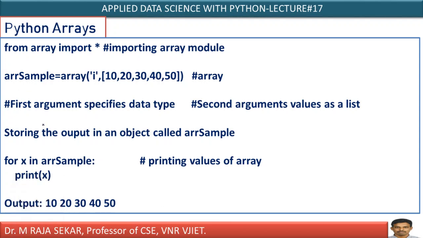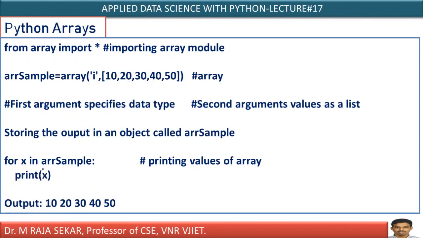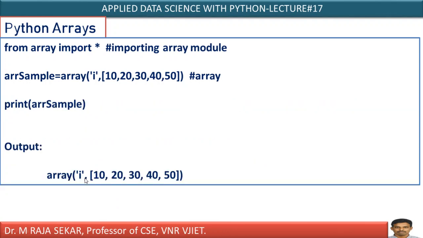Now if you want to display the elements, how can I display them? By using a for loop: for x in array sample. What is the first element in array sample? 10. Print x, and that 10 will get displayed. Just see here, 10 is displayed. Again you go back, next x will take 20, and that 20 will get displayed. Next x goes to 30, 30 is displayed. x goes to 40, 40 is displayed. x goes to 50, 50 is displayed. All the elements are completed, therefore this condition fails. By that time all the elements will have been displayed on screen, isn't it?